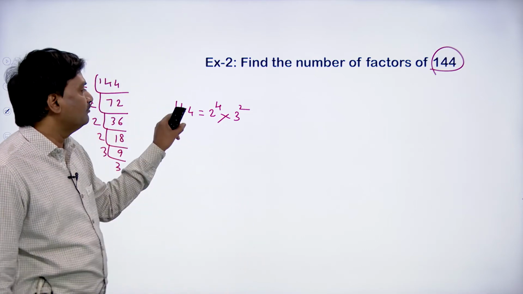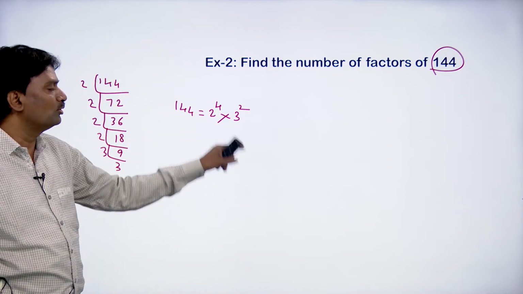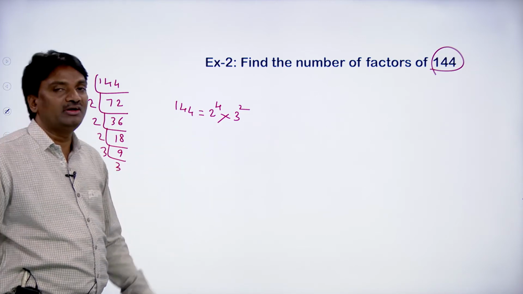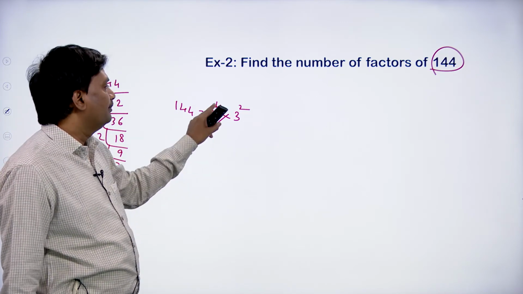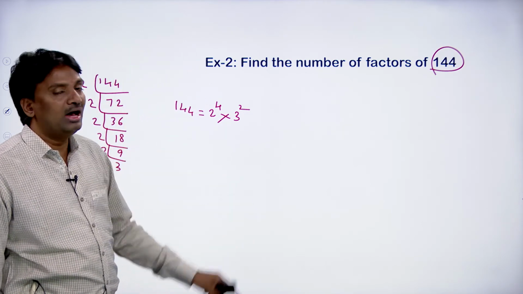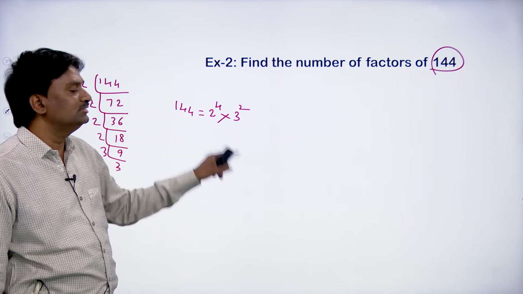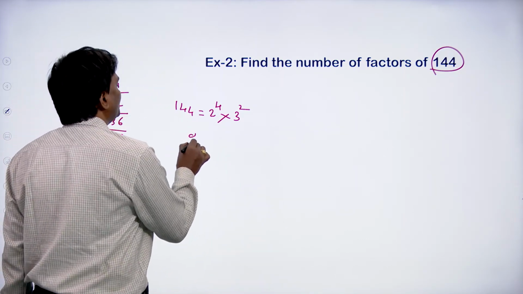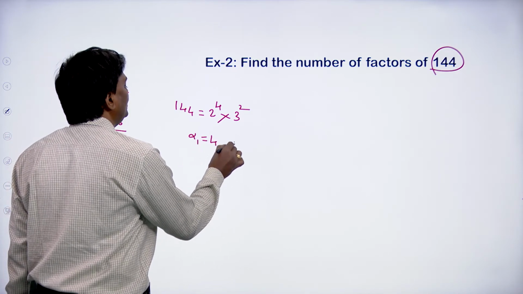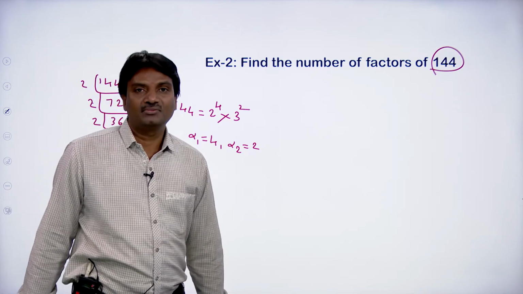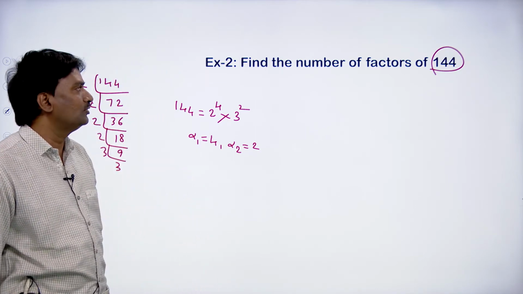Here 144 can be written as 2 power 4 into 3 square. So this is in the form of P1 power alpha 1 into P2 power alpha 2, where 2 and 3 are clearly prime integers. In place of alpha 1 we have 4, and in place of alpha 2 we have 2, where alpha 1 equal to 4, alpha 2 equal to 2.